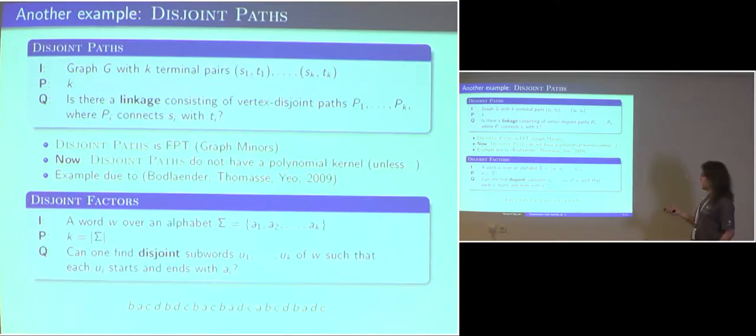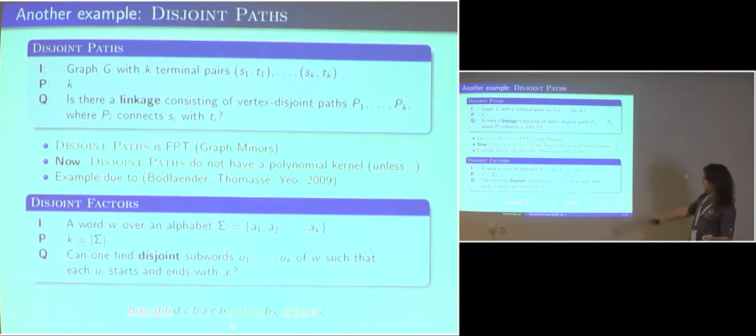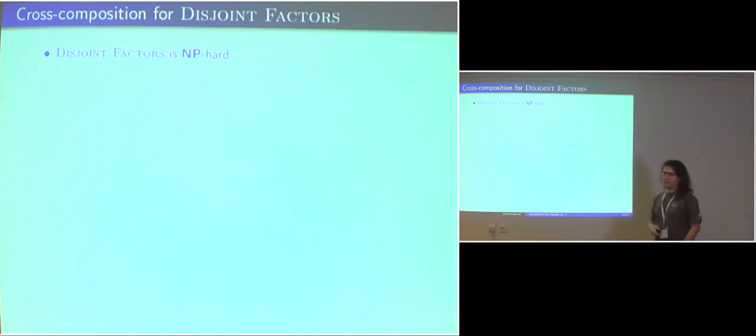And now I ask, can I find disjoint subwords of this word, U1 up to Uk, such that each Ui starts and ends with letter Ai? In this example, I've found one subword that starts and ends with B, one subword that starts and ends with C, one that starts and ends with A, and one that starts and ends with D. And they need to be disjoint. Good. So this is the disjoint factors problem. It is NP-hard. I will again not prove it.